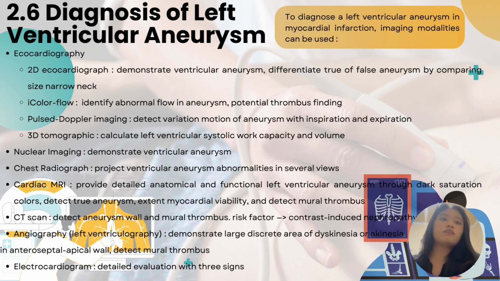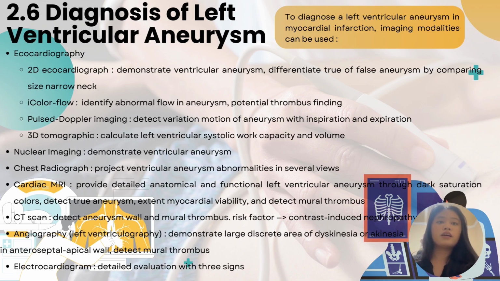Pulsed Doppler imaging can detect an oscillatory to and from motion of the aneurysm that changes its variation with inspiration and expiration. And then 3-dimensional tomographic echocardiography is used to calculate left ventricle systolic capacity and volume. Another one is cardiac MRI, which can provide detailed anatomical and functional information about the left ventricle through the saturation colors of blood. And then CT, computed tomography, can provide a reliable look at the aneurysm wall and the presence of mural thrombus.